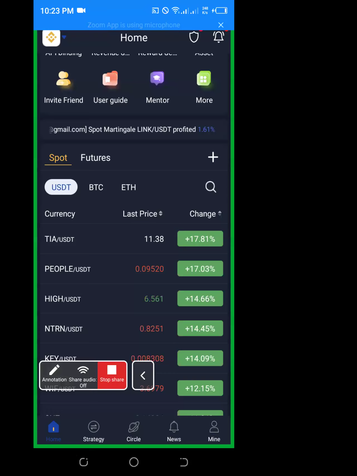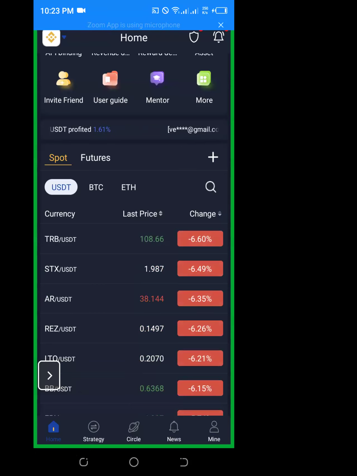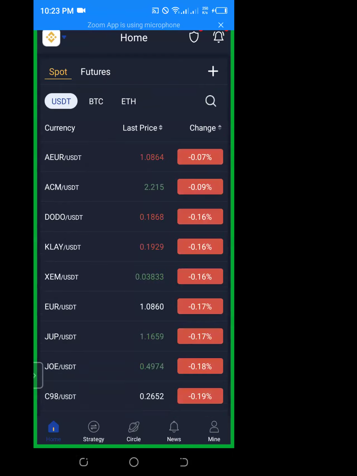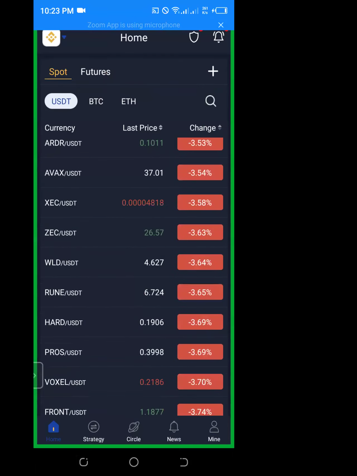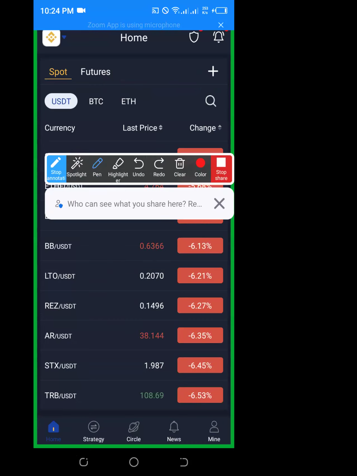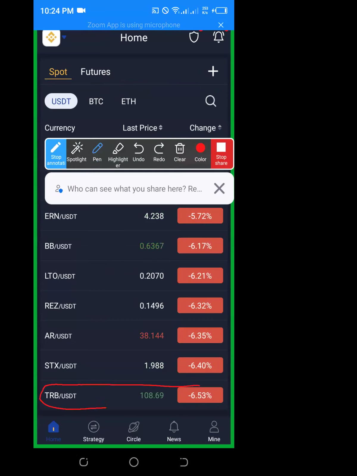So you are going to arrange them very well, like this. Are you seeing it? Let me arrange it from green to red. Then I come to the bottom. At the bottom, I'm going to trade this currency. Are you seeing it here? It is here, TRB. I'm going to enter it at the current price.